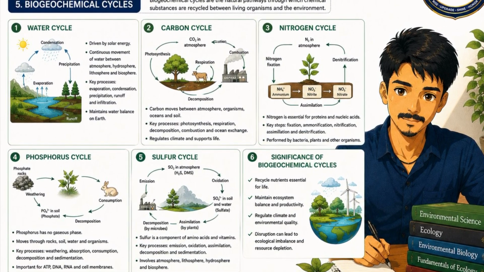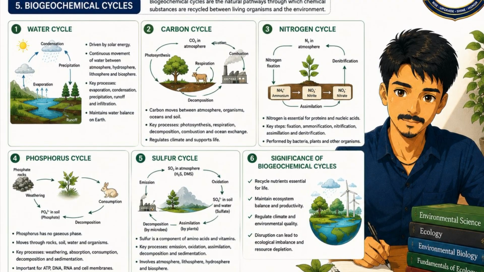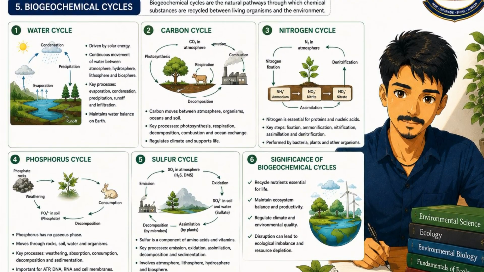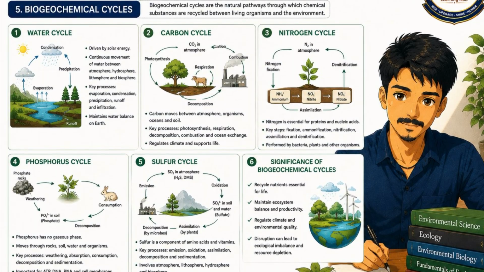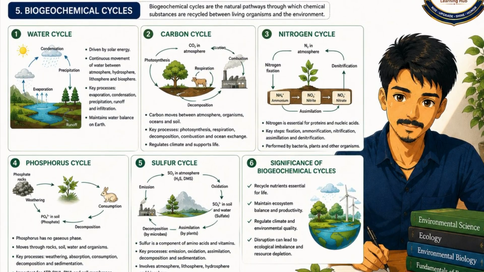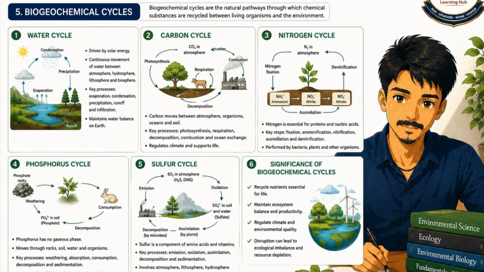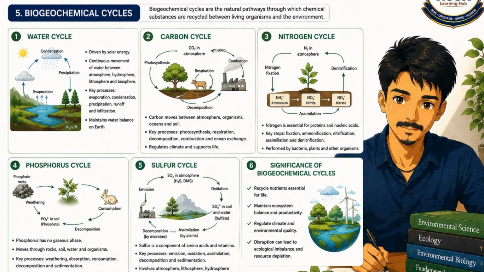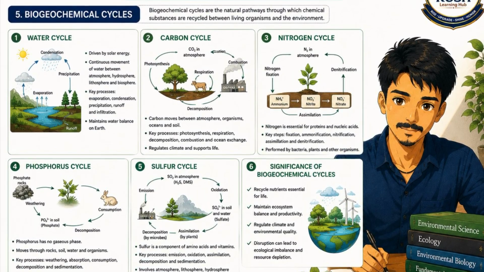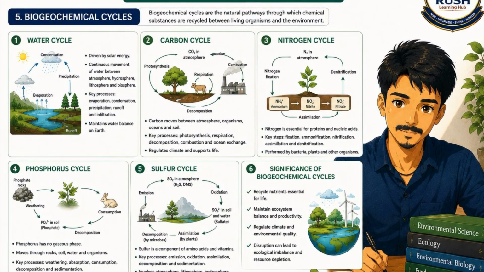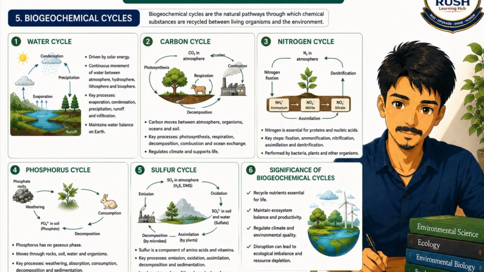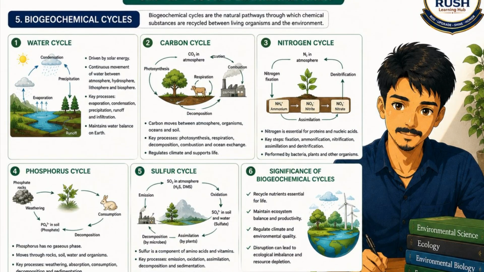Sulfur compounds are released into the atmosphere through volcanic eruptions, decomposition, and industrial activities. Microorganisms play a significant role in converting sulfur compounds between different oxidation states. The sulfur cycle is closely associated with the formation of acid rain when sulfur dioxide reacts with atmospheric moisture.